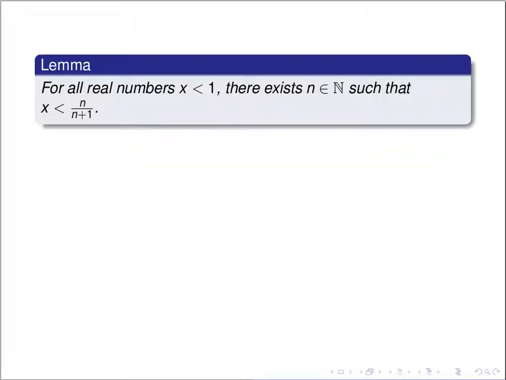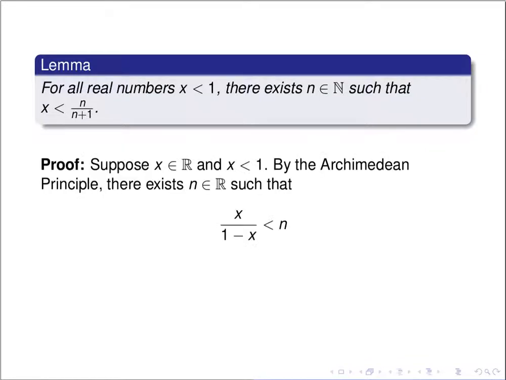So here's our lemma. For all real numbers x less than 1, there exists a natural number n such that x is less than n over n plus 1. So suppose that x is a real number and x is less than 1. By the Archimedean principle, there exists a natural number n so that x over 1 minus x is less than n. Remember, x over 1 minus x is a real number.